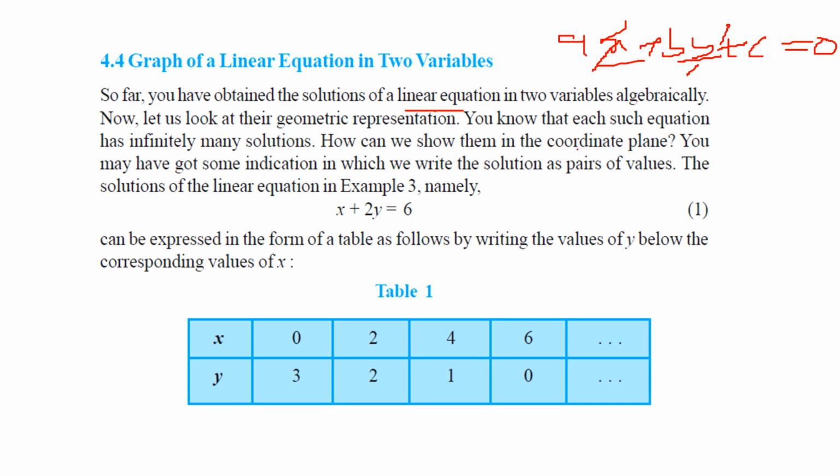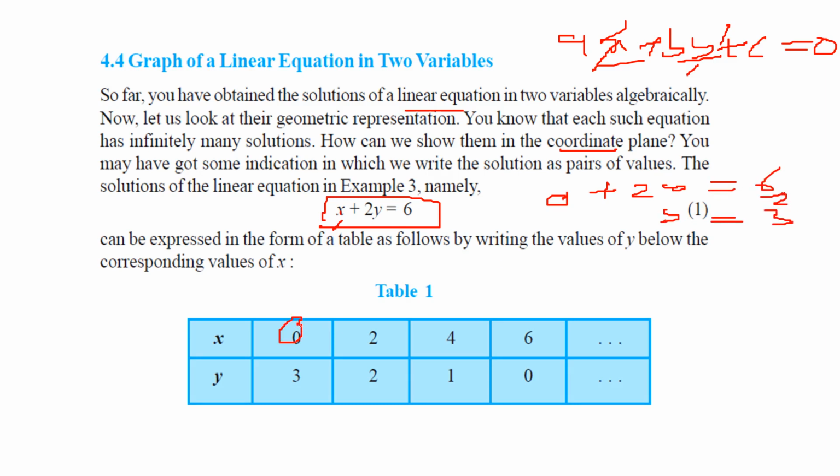Now, when we want to solve them graphically, we need to remember that the solutions are infinite. For any value of x, any number you can take as x, you get a value of y. So there are infinitely many solutions for a linear equation in two variables. How to show them on the graph? For example, x plus 2y equal to 6 is our linear equation. Put x equal to 0. So 0 plus 2y equal to 6, y gets 6 by 2, that is 3.